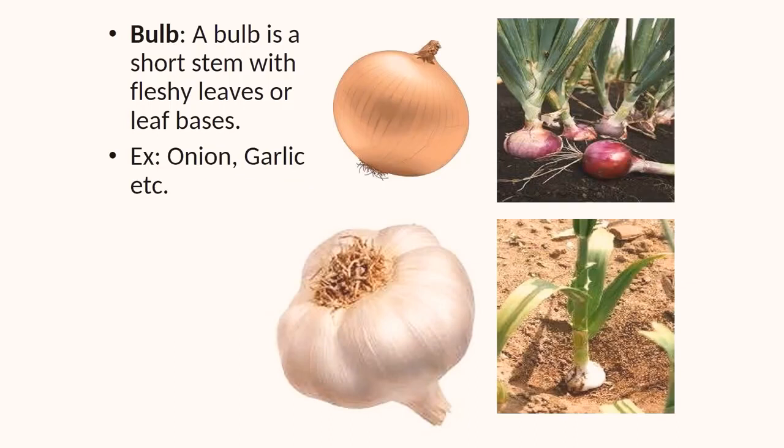For example, onion. Another type of bulb is that of garlic, in which a number of cylindrical and separate fleshy scales called cloves are arranged, and a group of such cloves is enclosed in a whitish paper tunic.